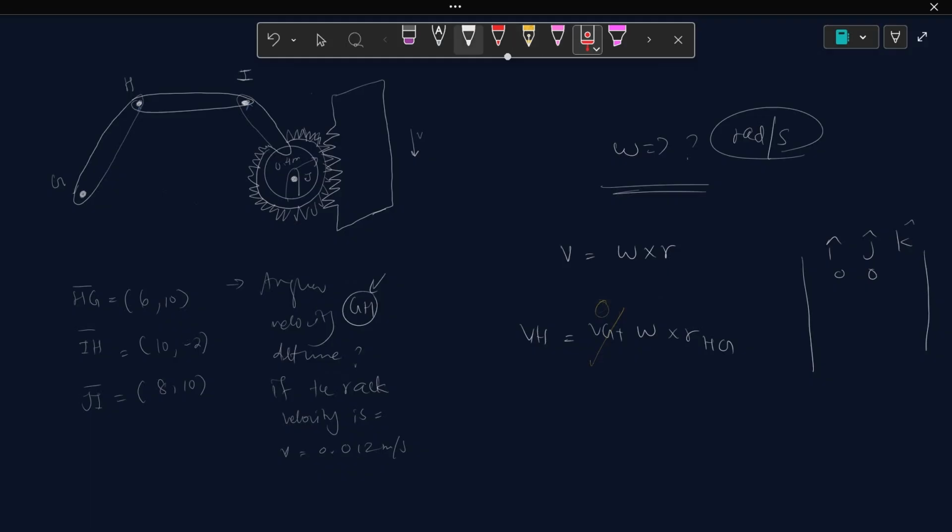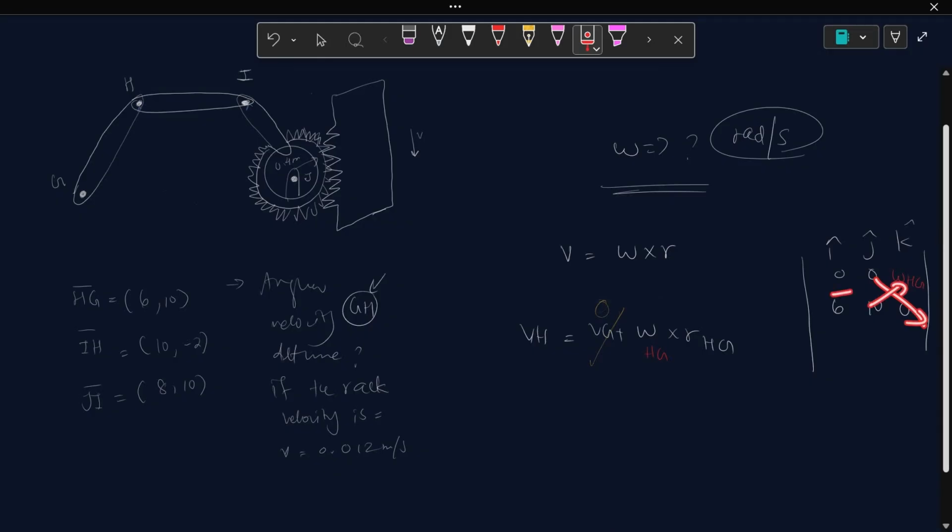Since we are determining the velocity of H, that means we have to take the angular velocity of this HG as well. So this is what we're going to do, w of HG, and then we're going to cross product with the position vector that is already given to us. So we're given 6, 10, and 0. Now if we cross out the i row and i column, what are we left with? That's a 0 and then negative.